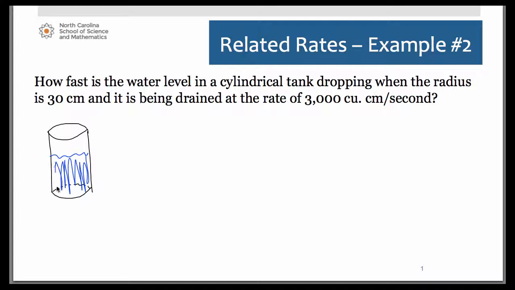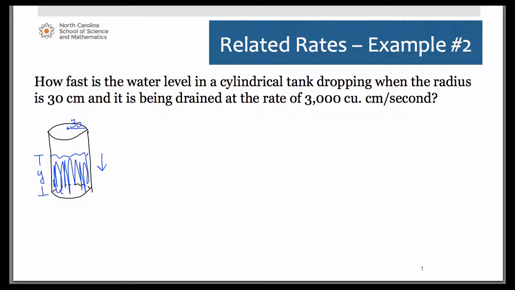So that's the water. And we're told that the water level is dropping. And the radius is 30 centimeters. Now remember, because it's a cylinder, that radius is never going to change. So that's something we can make use of later because it is going to be constant for this particular scenario. So we can refer to the height perhaps as y. So we'll let y represent however high the water is at any point in time.